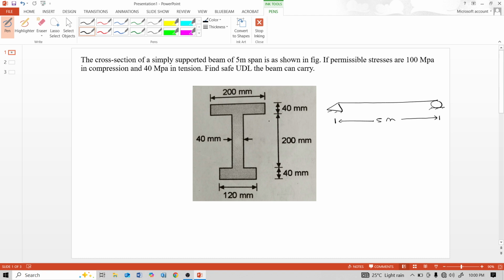And the permissible stress in compression is 100 MPa. Permissible means this 100 MPa cannot be greater than this limit they have given us in the numerical. Permissible stress in compression, sigma c, is not greater than 100 MPa. That means sigma c is equal to 100 MPa maximum. And in tension it is 40 MPa.